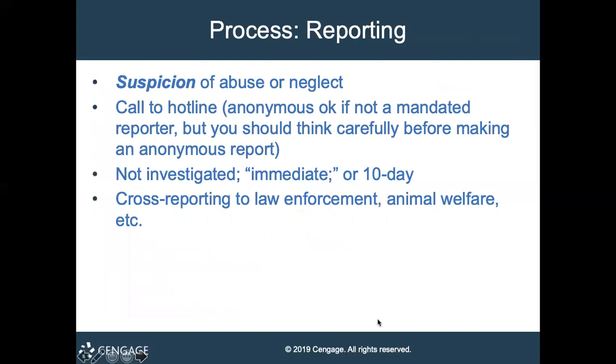Okay, so I want to pause on this slide a little bit and talk to you about reporting, because this is another aspect of the system where people have a lot of misconceptions about how this works.